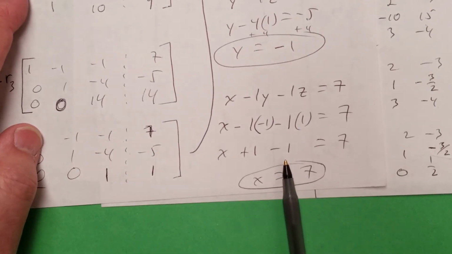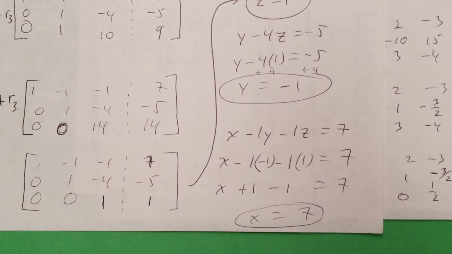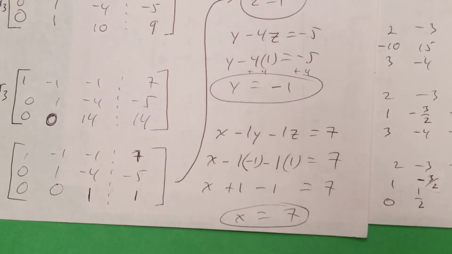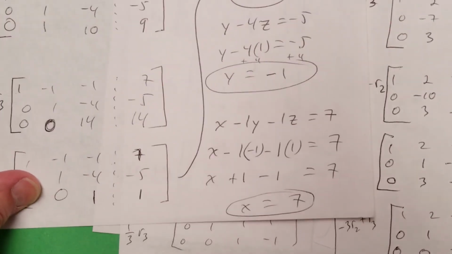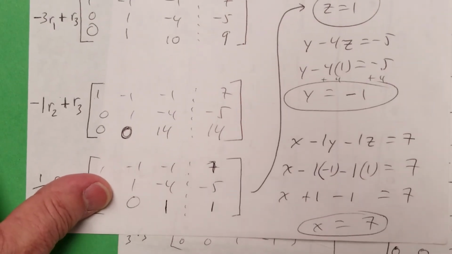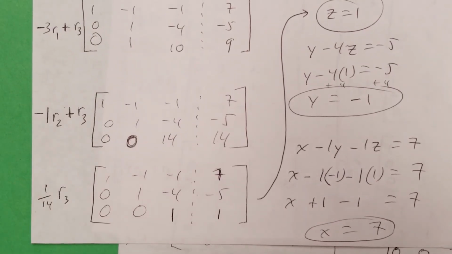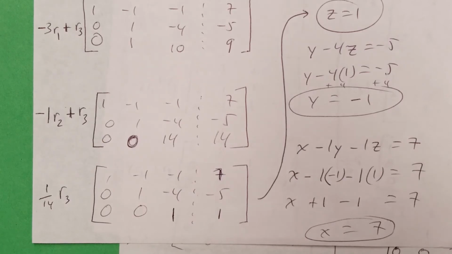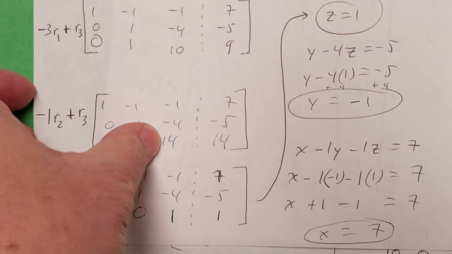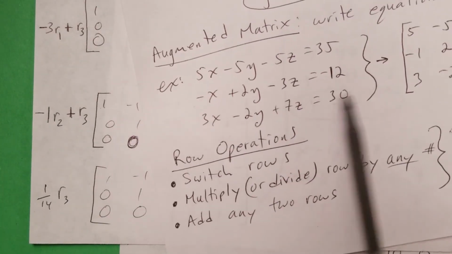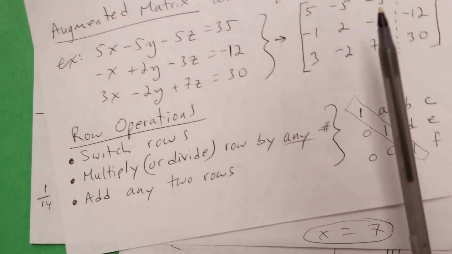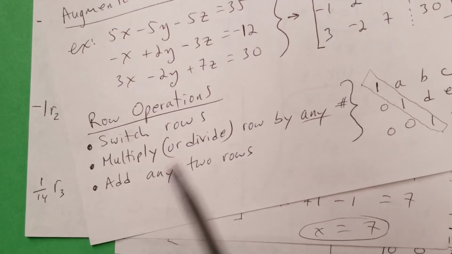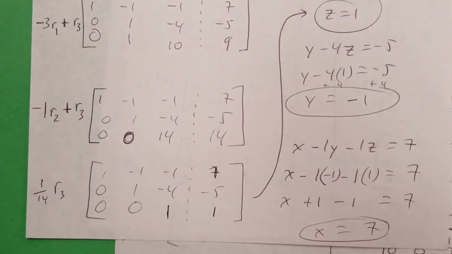So I solved it. Now, it looks like a lot of work, but keep in mind, I'm just doing 3 row operations that we wrote down over and over and over again. And with a little practice, it goes pretty fast. You'd be surprised how fast it goes. Okay? So what we just did was solve this system by changing it to a matrix and using row operations on the matrix.